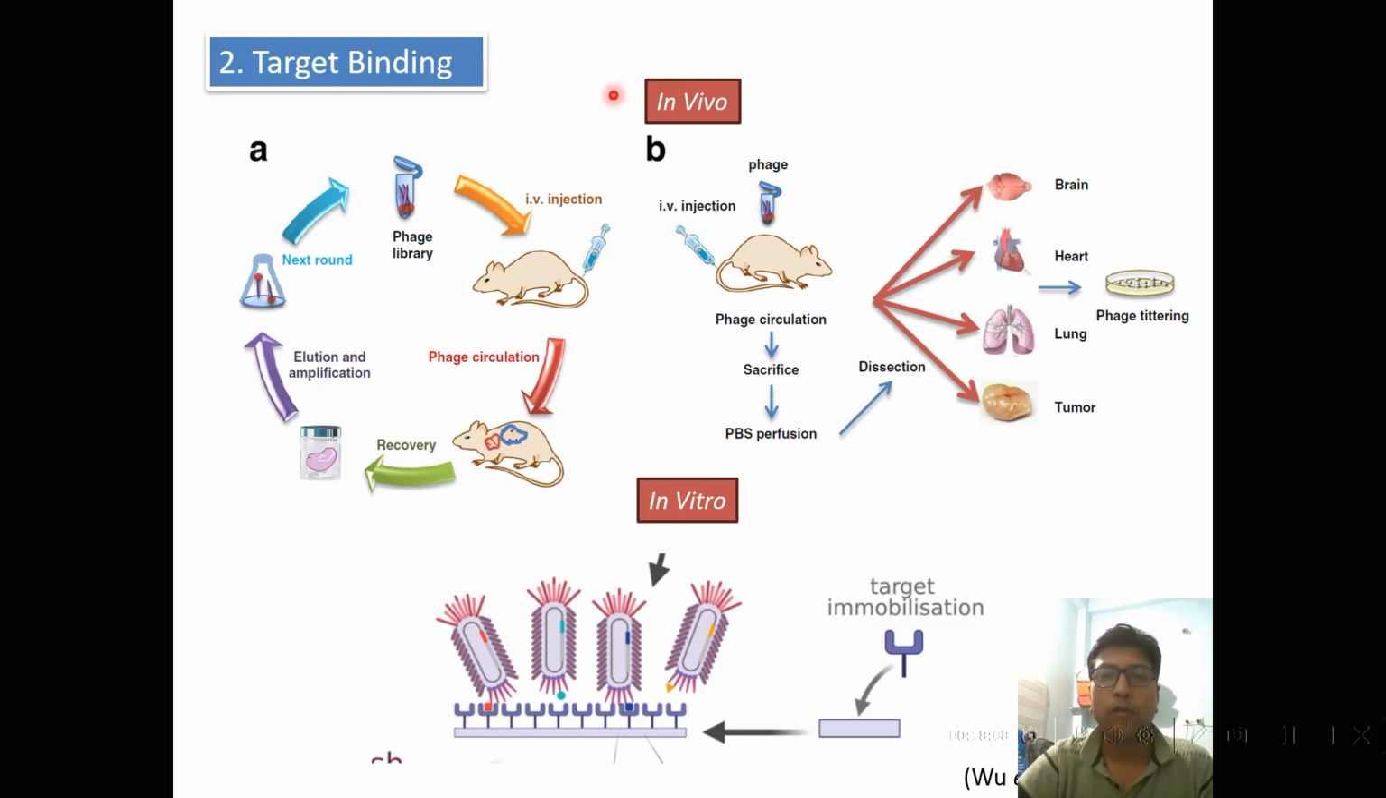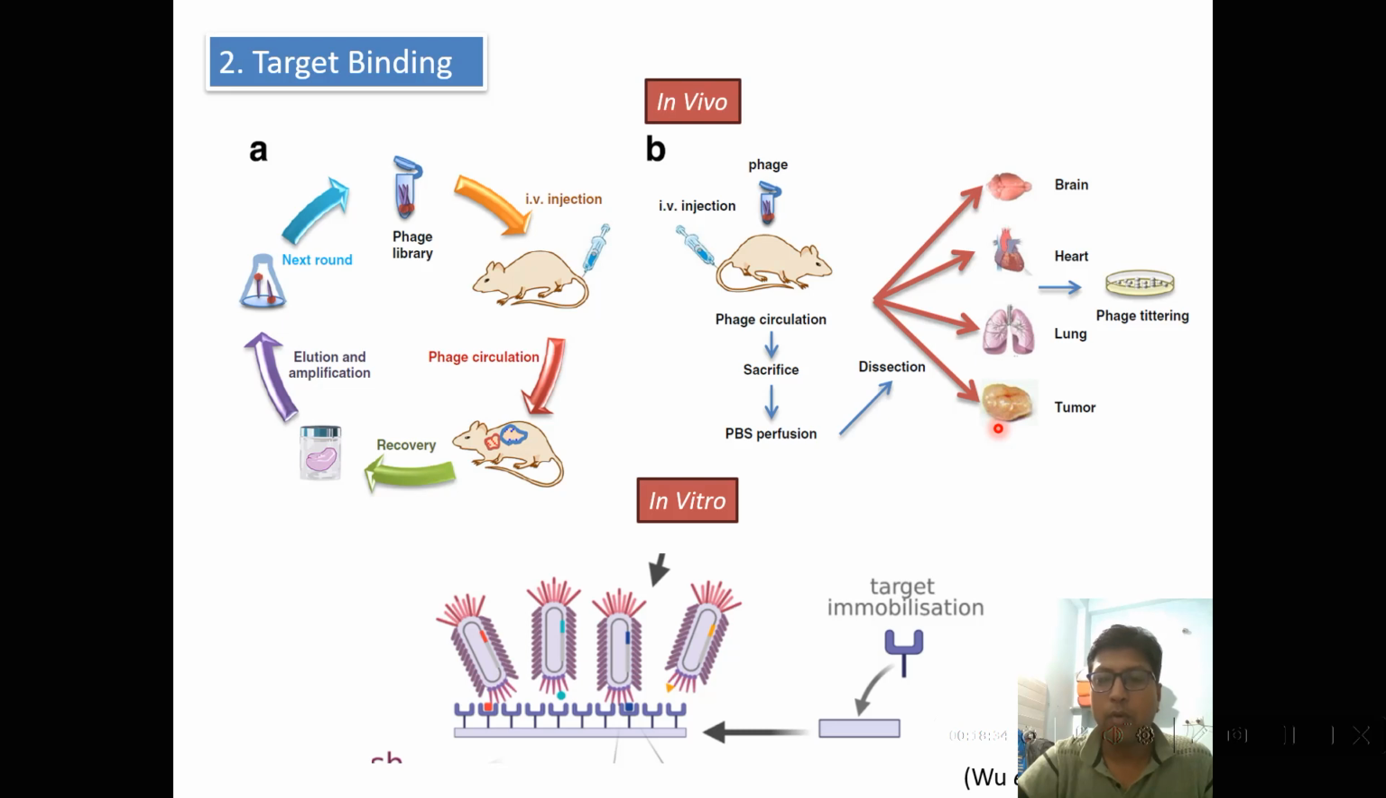If we are talking about the in vivo method, different animal models can be used, like here the mouse model is used in this picture. As illustrated in this picture, the phages are injected into the tail vein, and these phages, having different peptide libraries, circulate in the body and bind with different organs.